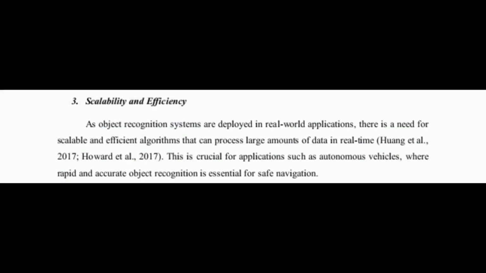Number 3. Scalability and efficiency. As object recognition systems are deployed in real-world applications, there is a need for scalable and efficient algorithms that can process large amounts of data in real time. Huang 2017, Howard 2017. This is crucial for applications such as autonomous vehicles, where rapid and accurate object recognition is essential for safe navigation.